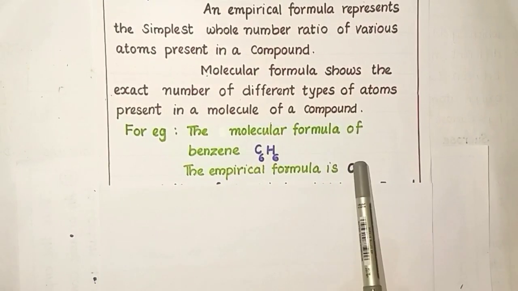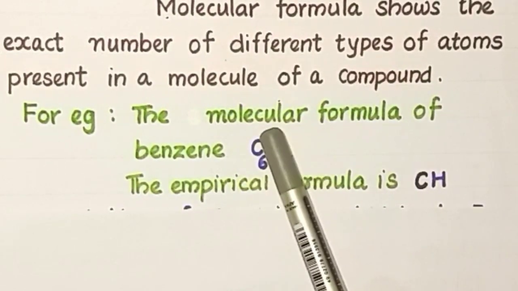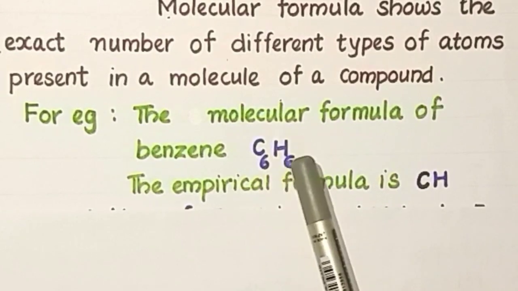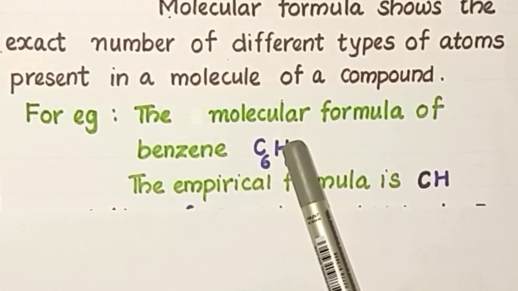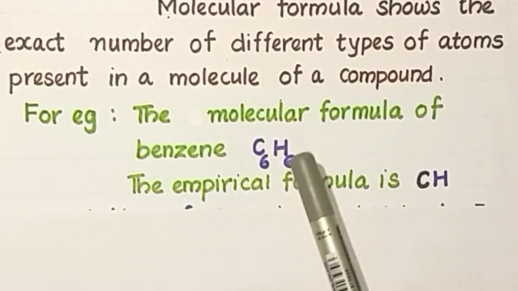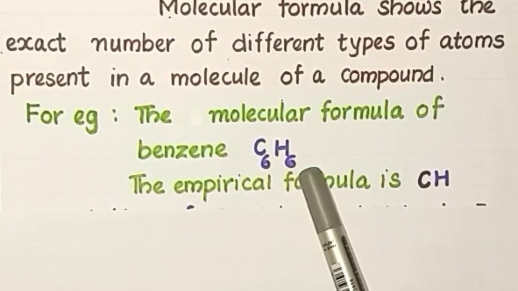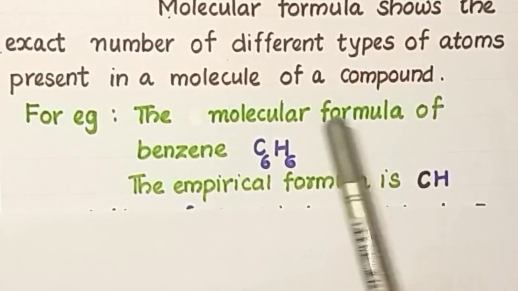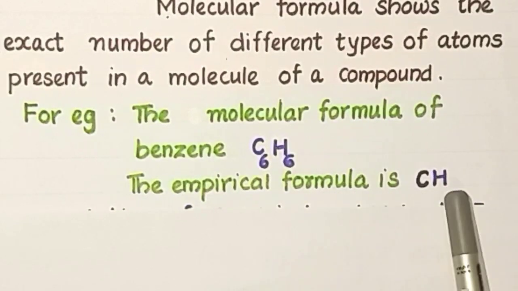But in the case of a molecular formula, it gives the exact number of the elements present. That means in benzene, 6 carbon atoms are present and 6 hydrogen atoms are also present. So, the exact number of atoms present in a compound is given by the molecular formula, but the simplest ratio is given by the empirical formula.